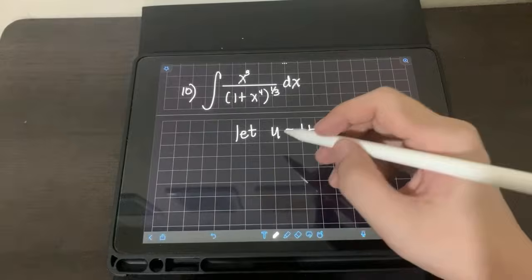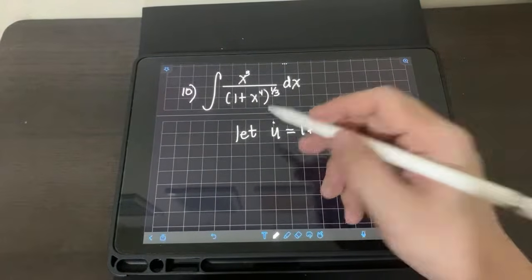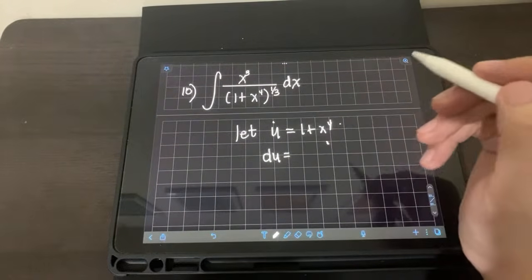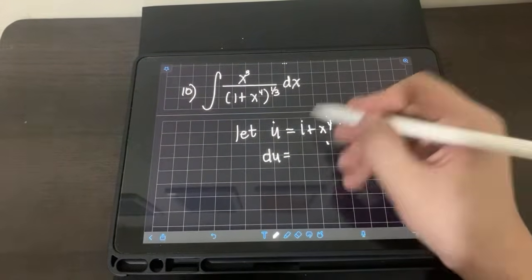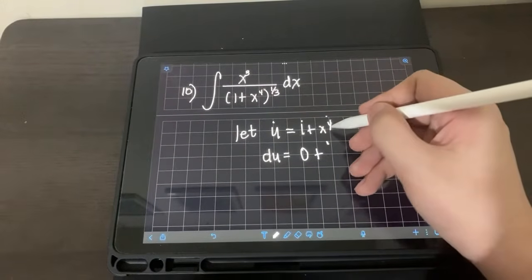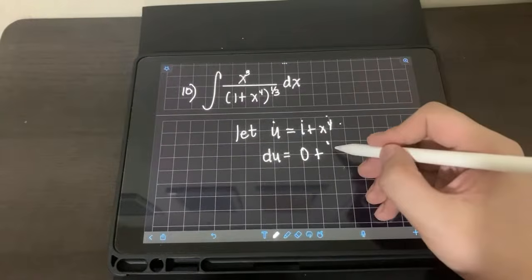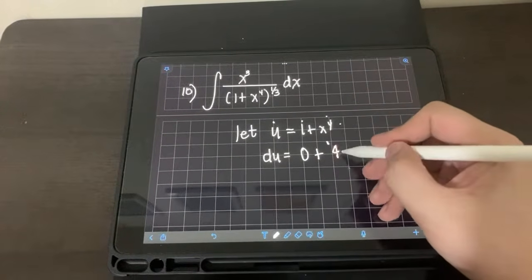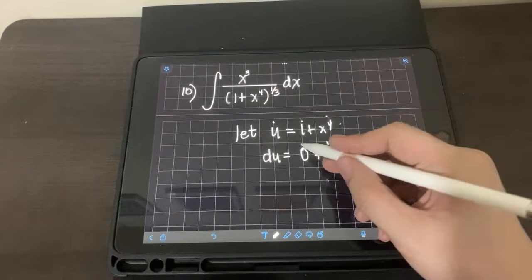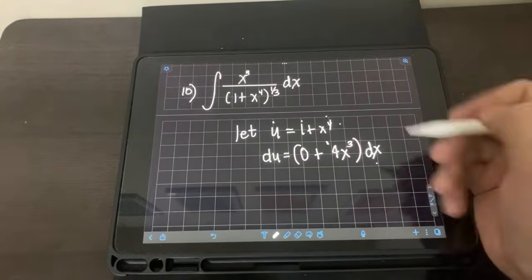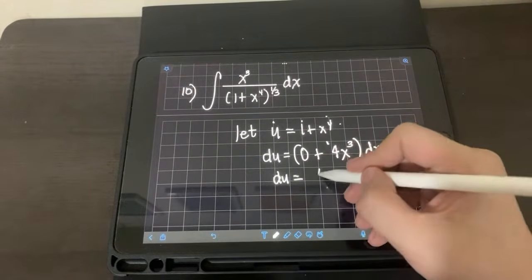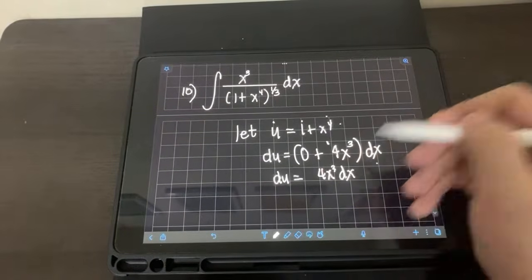And then, getting the derivative now of both sides, what is the derivative of u? du. What is the derivative of 1 plus x to the fourth? So, differentiate term by term. What is the derivative of 1? It's just a constant, so the derivative is 0. Plus, what is the derivative of x to the fourth? Power rule. Bring down the exponent 4. x raised to, subtract 1 from 4. 4 minus 1 is 3. Okay? Times dx. So, simplify. You have du is equal to simply 4x cubed dx.